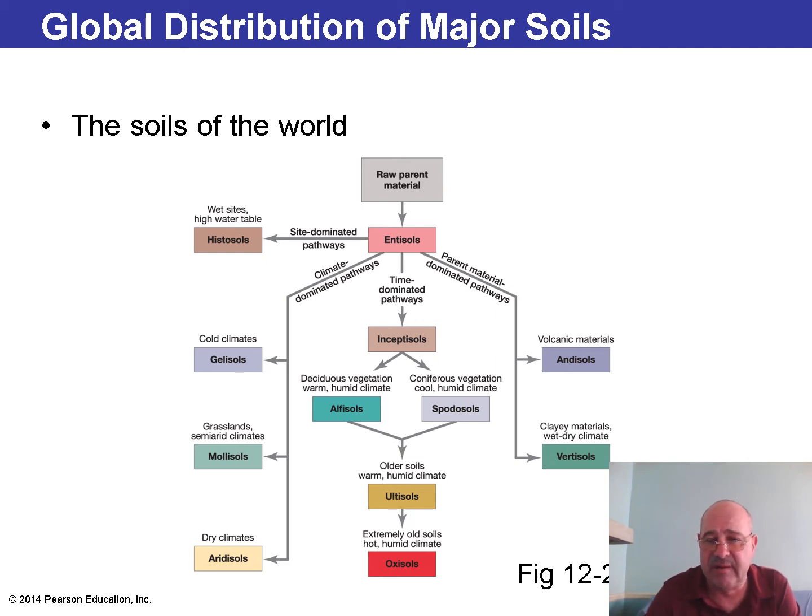Dry climate, arid, should be hard to remember, aridisols. Clay materials, wet and dry climate, vertisols. Deciduous vegetation, warm and humid climates, alfisols, eastern Oklahoma. Andisols, andesite, volcanic. And then your older soils are your ultisols and your oxisols. You should be able to look at these and memorize some of them, especially mollisols and alfisols, which are associated with Oklahoma, and even the vertisols. But aridisols, real simple, arid lands, andisols, andesite. Entisols are young and oxisols are old. That's kind of how you look at it and remember them.